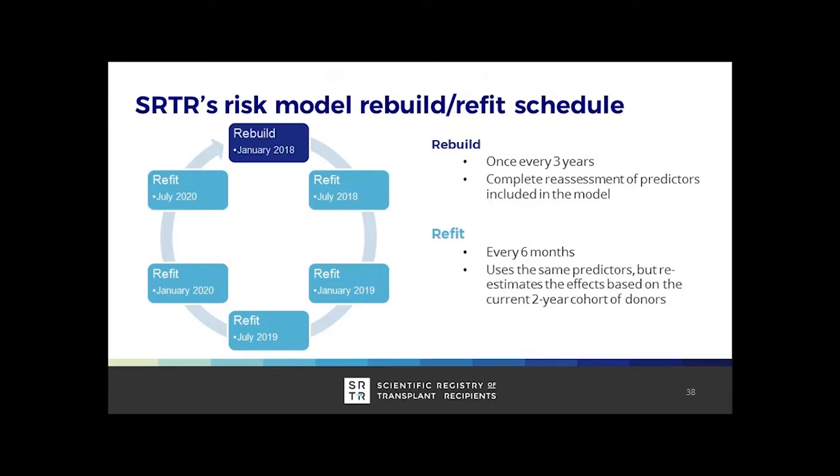A bit about our rebuild schedule. Our goal at the SRTR is to do a full model rebuild every 3 years for all of the models that we're building. We have a number of models, actually about 70 for post-transplant outcomes alone.